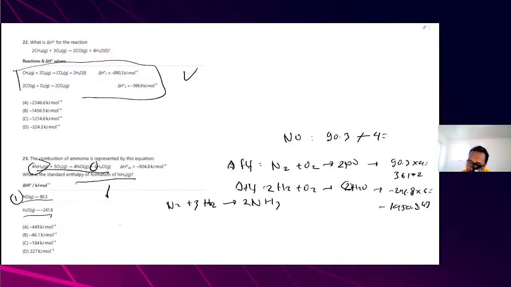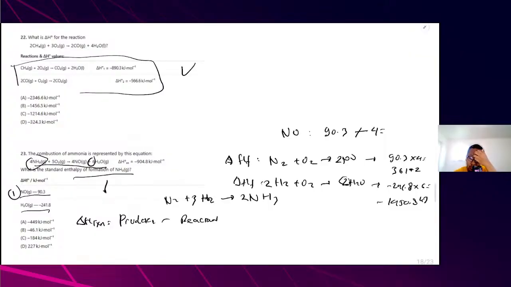The Hess formula is product minus reactant. And then we calculate delta reaction. Now the delta reaction is minus 94.8 kilojoule. And then for the product, we have the sum of all of the product minus the sum of all of the reactant.